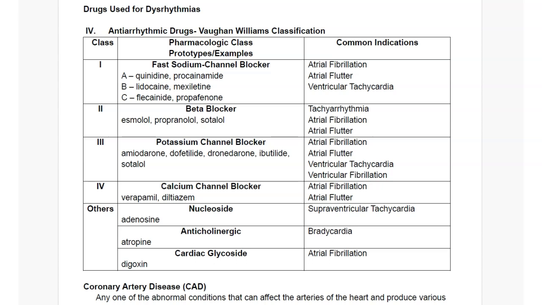Last but not least, you're probably familiar with digoxin, which is a cardiac glycoside, and this is often used for atrial fibrillation, which is a type of dysrhythmia. As you know, this is also used for heart failure. So again, digoxin has different purposes. Please memorize this table.